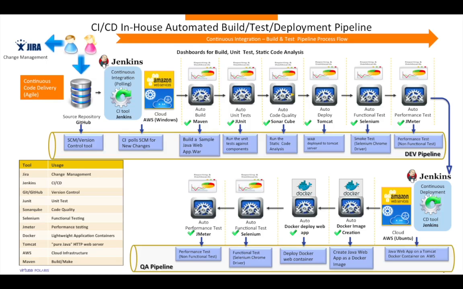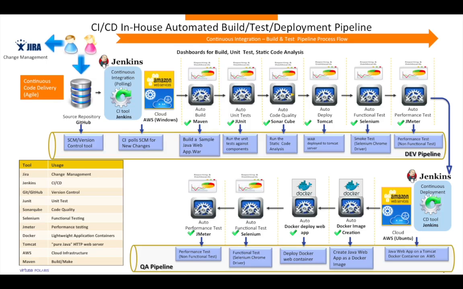In this demo, we are using widely used industry standard tools like Jira for change management, Jenkins for continuous integration and continuous deployment, Git or GitHub for version control of your source code, JUnit is used for unit testing, SonarQube for code quality, Selenium for functional testing, JMeter is used for performance testing. Docker is the lightweight application container. Tomcat, as we know, is a pure Java HTTP web server. AWS is the cloud infrastructure that hosts this demo environment, and Maven is used for build.